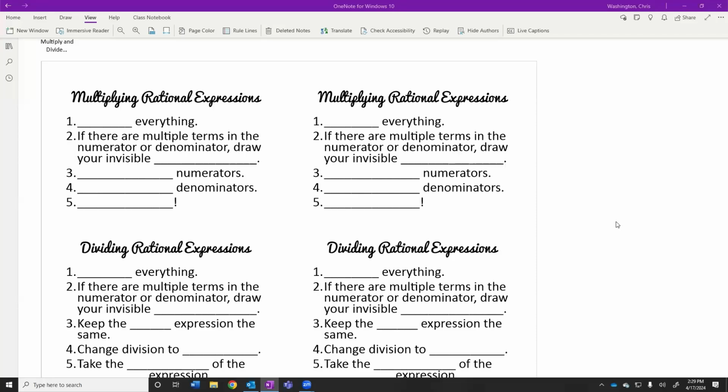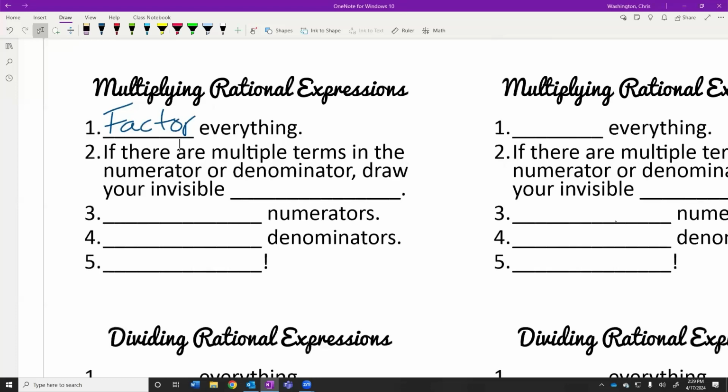Factor everything if we're multiplying. If there are multiple terms in the numerator and denominator, things being added and subtracted, and they don't already have parentheses around them, we might want to draw some parentheses around them. It might help us out a little bit. Like x plus 2, we can't cancel just that x. But if we put parentheses around the entire x plus 2, we might realize that we can cancel the x plus 2.